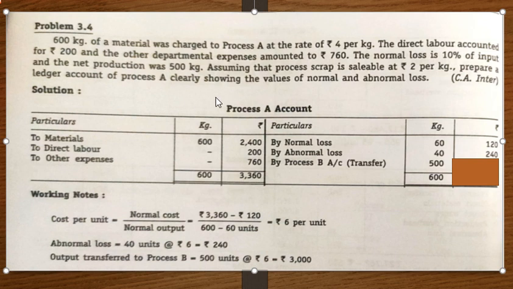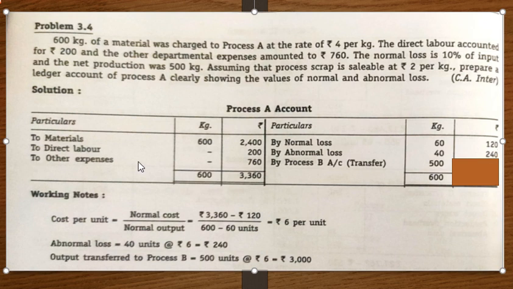So 3360 minus 120 will give you 3240. So 3240 divided by the denominator value 600 minus 60, which is 540, will give you rupees 6 per unit. So this is your abnormal loss value. So how many abnormal loss units are here? 40 units. So what is the cost per unit? Rupees 6. So 40 into 6 will give you 240.